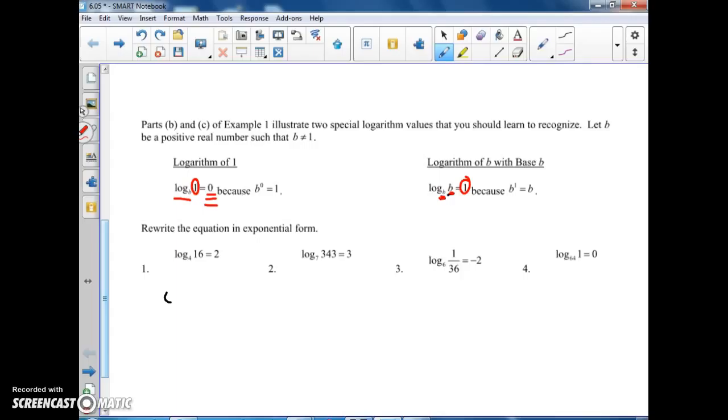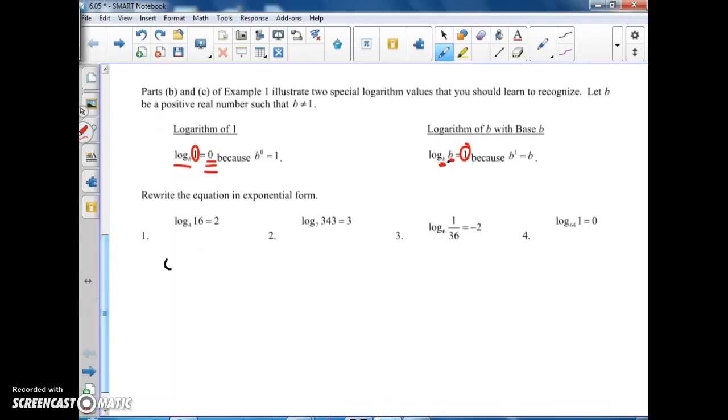Now we're going to do these first homework problems in class. Rewrite the equation in exponential form. Here we go. We're going to drop the log, make the switch. What would you write down? 4 squared equals 16. You got it. Here's number 1. Look at number 2. Drop the log, make the switch. What are you going to write down? 7 cubed equals 343. You got it.